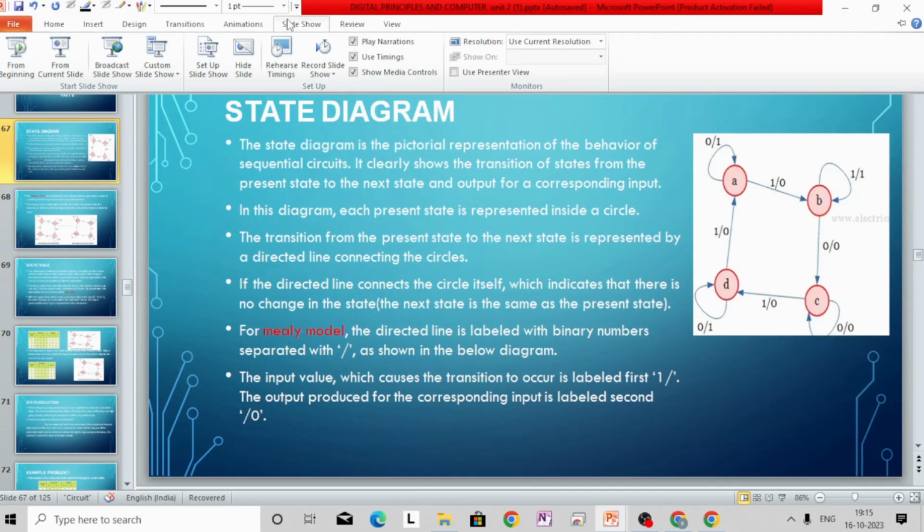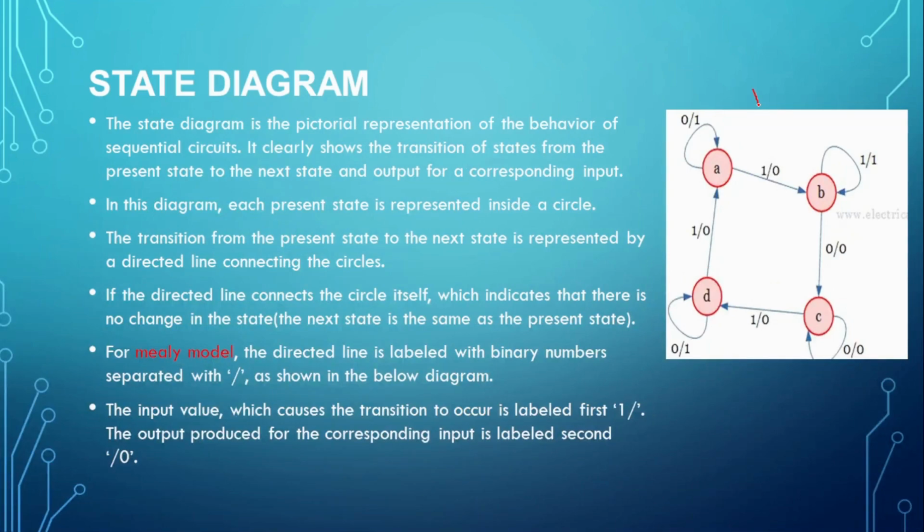A state diagram in a synchronous sequential circuit is a pictorial representation of the behavior of the sequential circuit. This state diagram is converted to the state table.